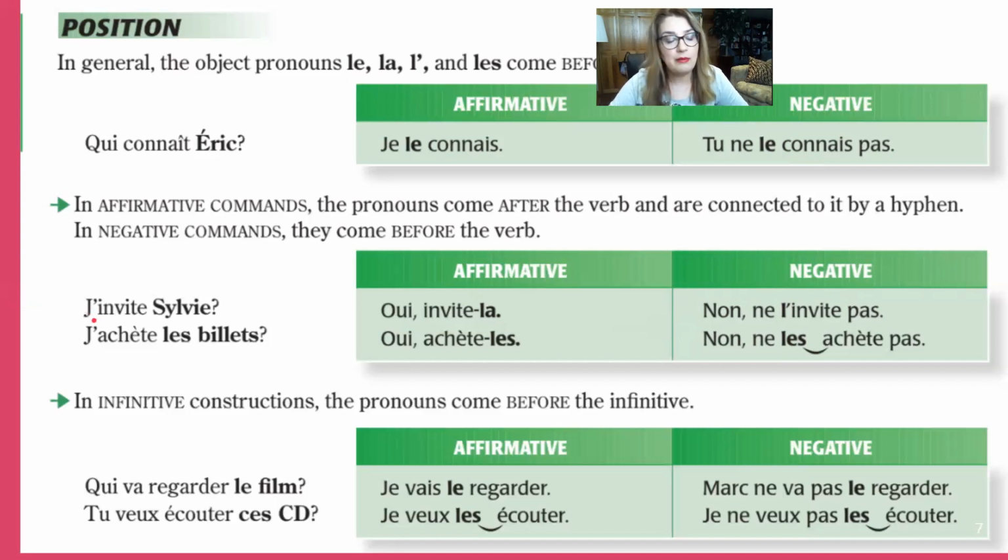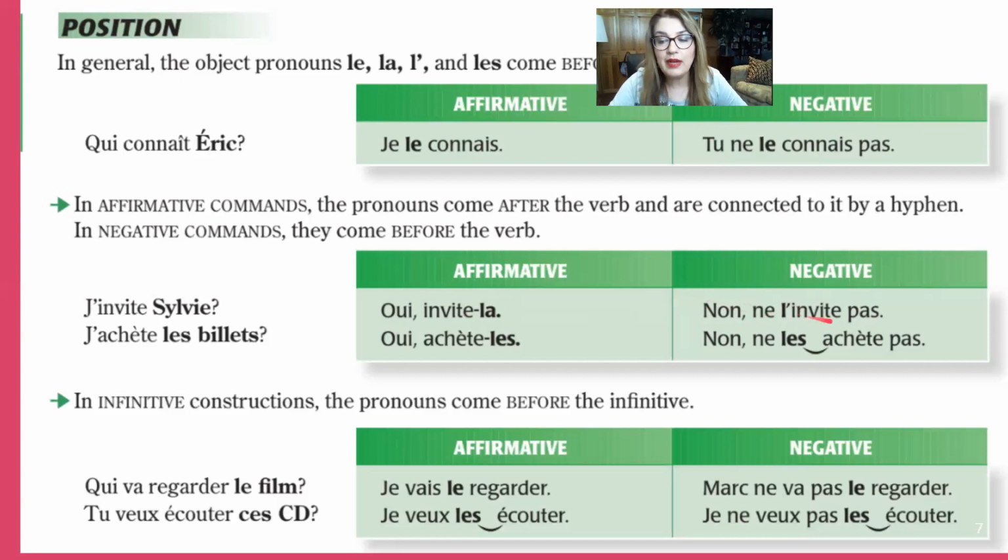Let's look at these examples. J'invite Sylvie? Should I invite Sylvie? Oui, invite-la. Yes, invite her, invite her. Invite-la. So Sylvie is replaced with la, and it's placed after the verb, preceded by a hyphen. Now for the negative form, we move this la in front of invite, and we drop the a, we replace it with an apostrophe, and it looks like this. No, ne l'invite pas.